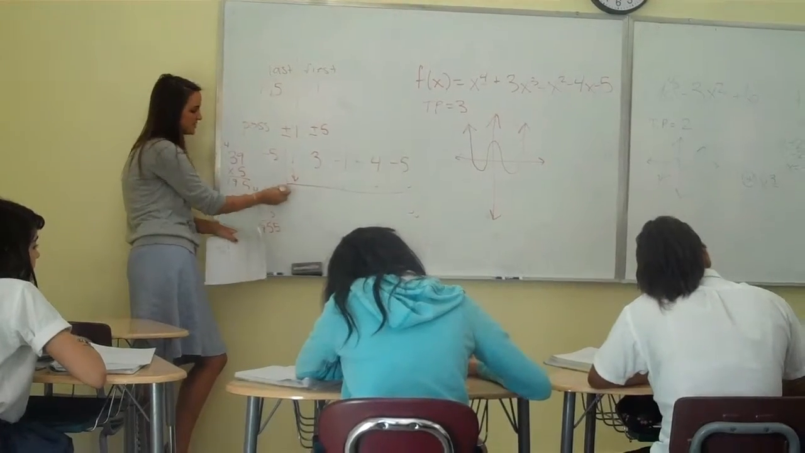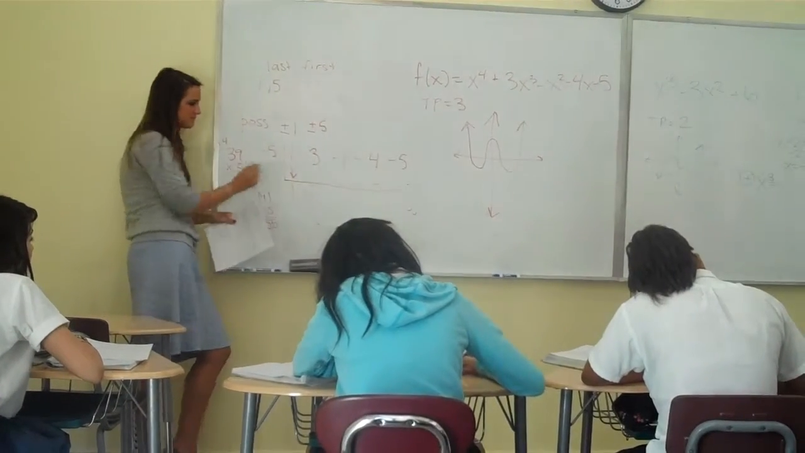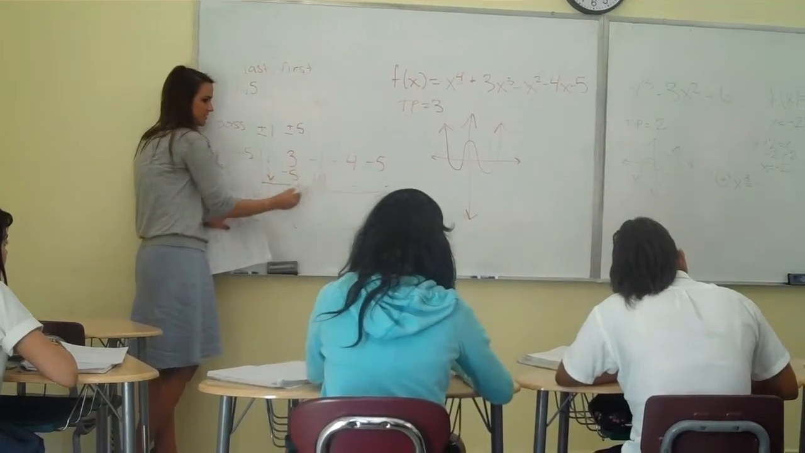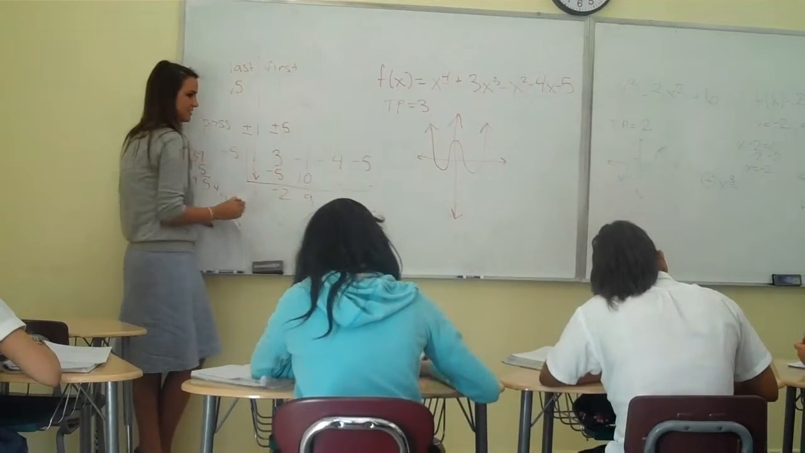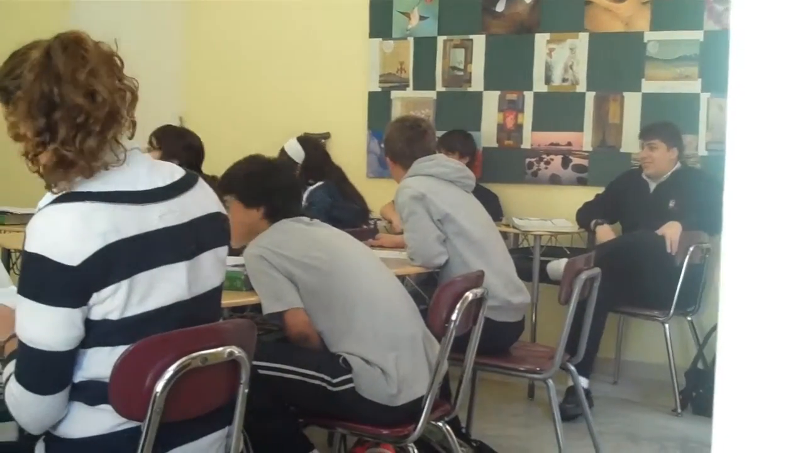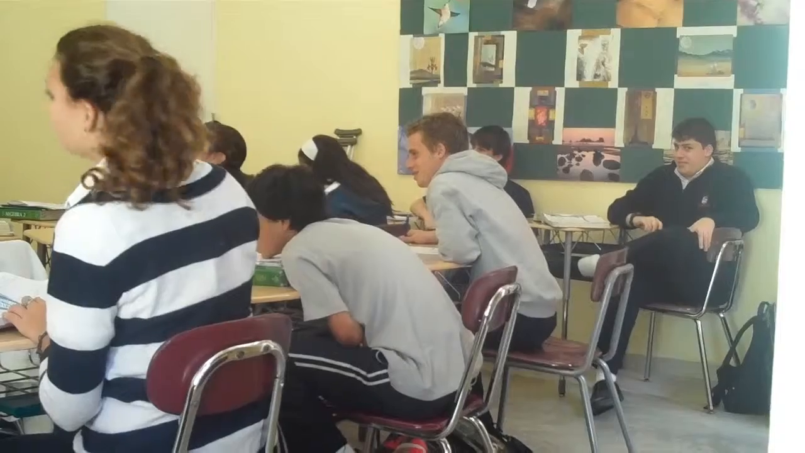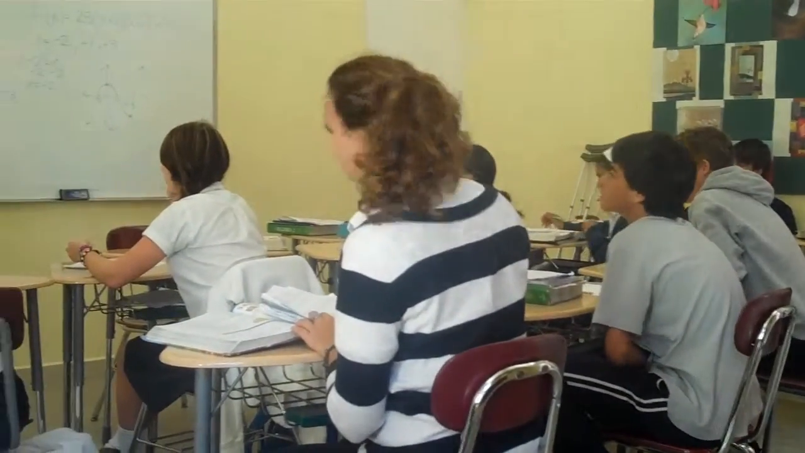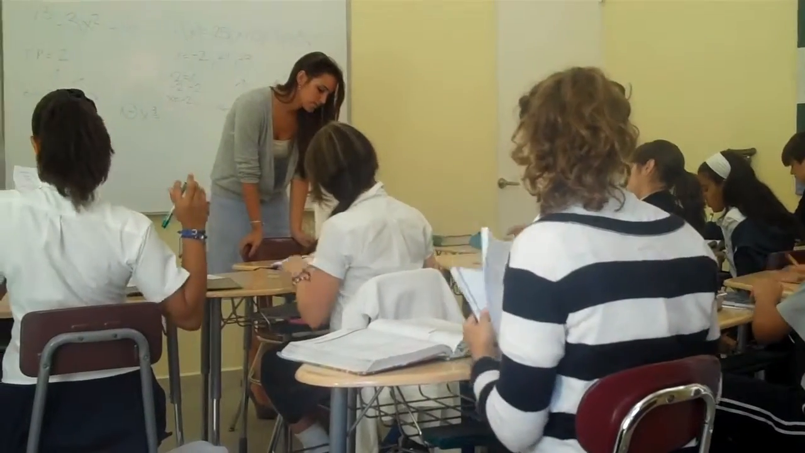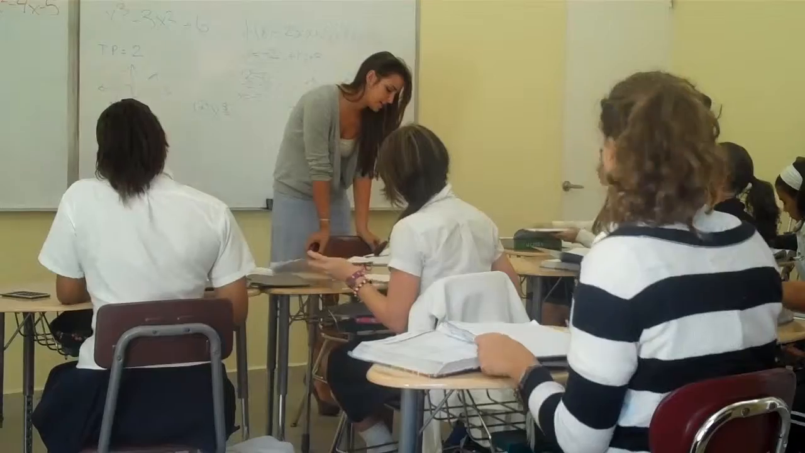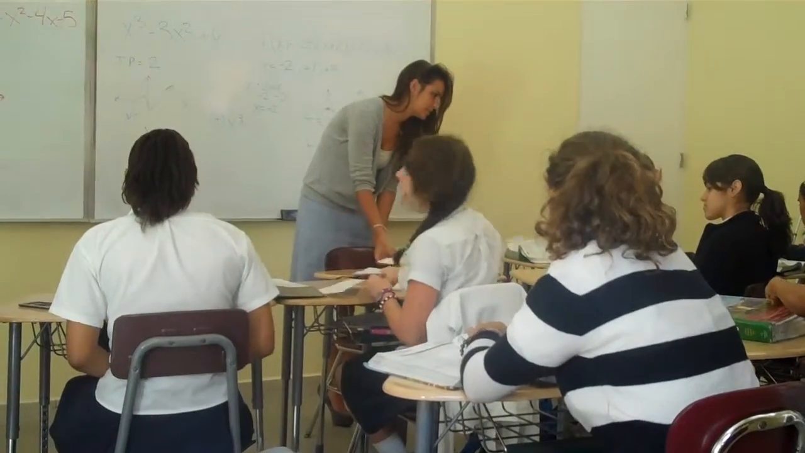So we bring down your 1. What's next? -5. Good. -2. 10. 9. 25. -26. Right, so sometimes it might be a lot of work to not really get anywhere good. Homework: 15 to 19 odd, 23 to 29 odd, 34 and 41.